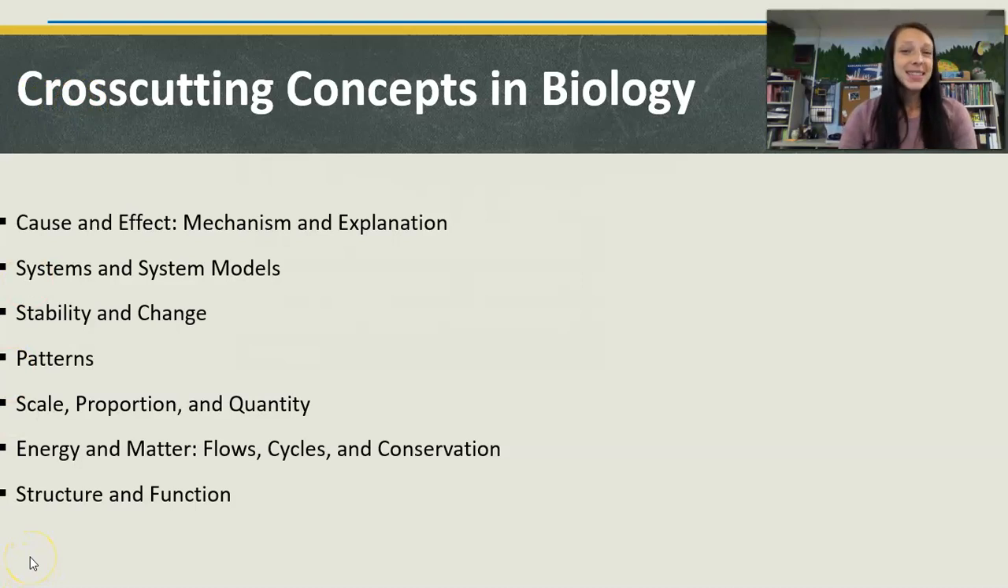We'll talk about mechanism and explanation. This is kind of a way of knowing, and this is something that you should have learned last year. Cause and effect is always a kind of, if I do this, then what's going to happen? And this is the basis of a lot of the labs you'll be completing.